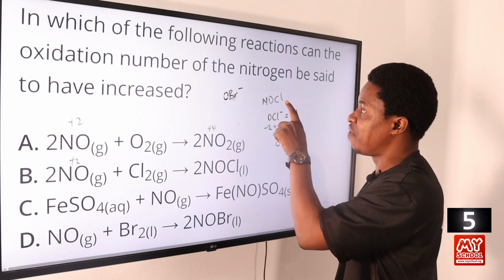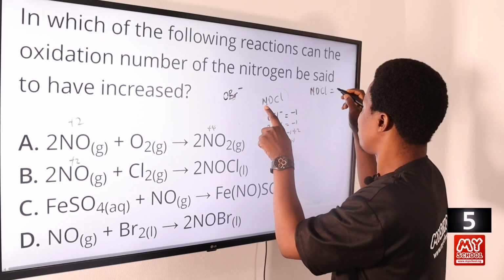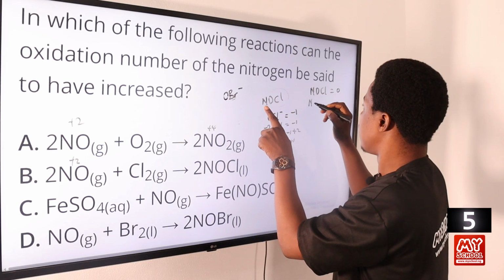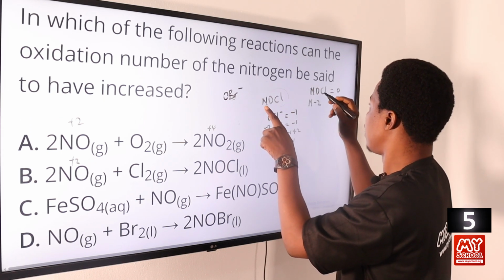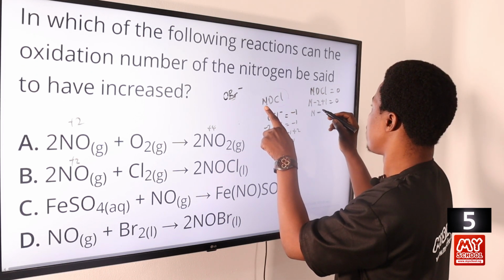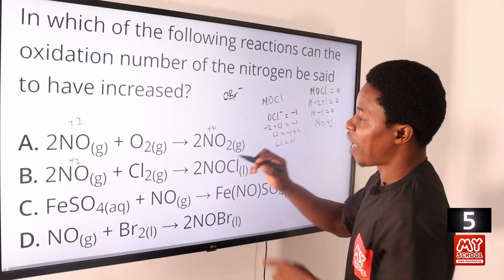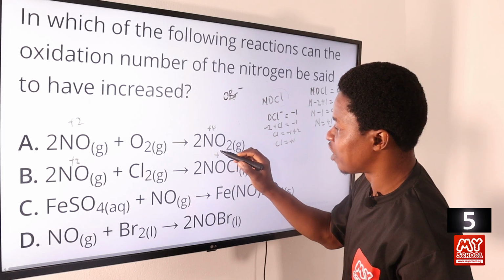So if this is positive 1, let's calculate if we have NOCl equal to 0. Nitrogen here, this is minus 2, and then chlorine here will be positive 1, equal to 0. So minus 2 plus 1 will be minus 1, equal to 0. So nitrogen will be positive 1. That means nitrogen here, the oxidation state is plus 1.